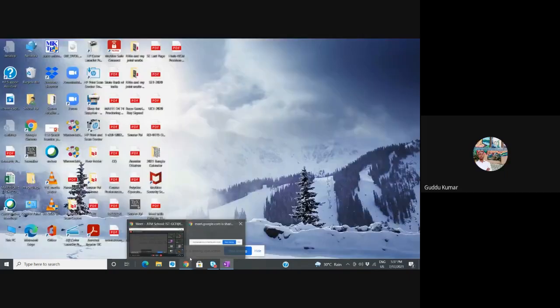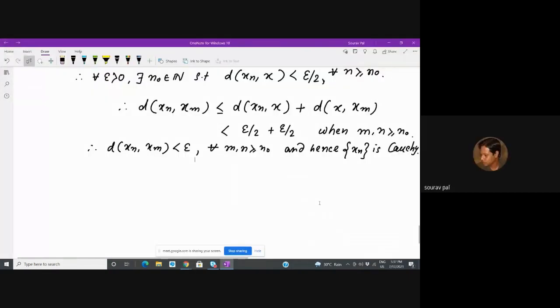Can you say that again? In every metric space, does the converse hold? No, sir. Someone is saying yes, and someone is saying no. Sir, no. We can consider the open interval (0, 1) and the sequence 1 by n. So I am talking about a metric space, okay?